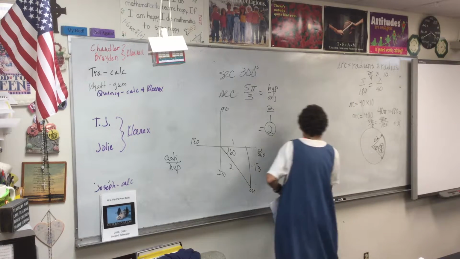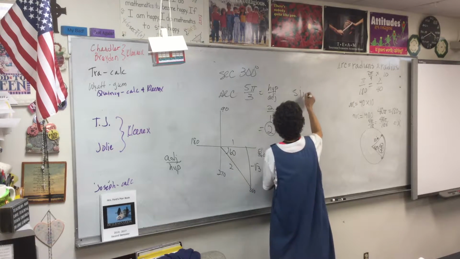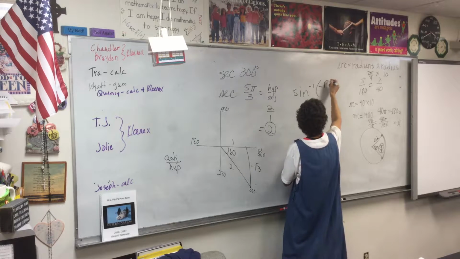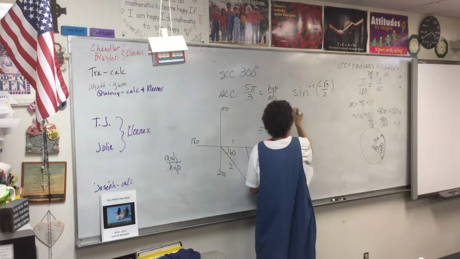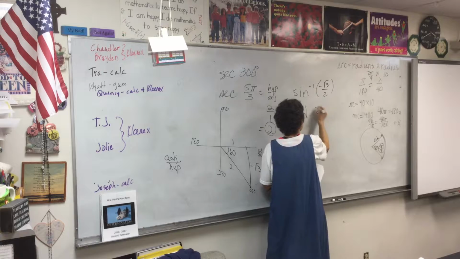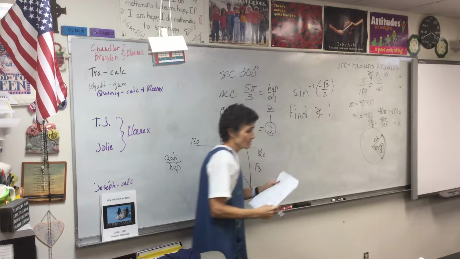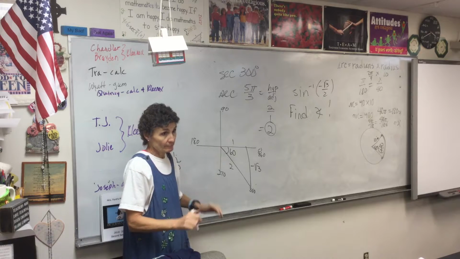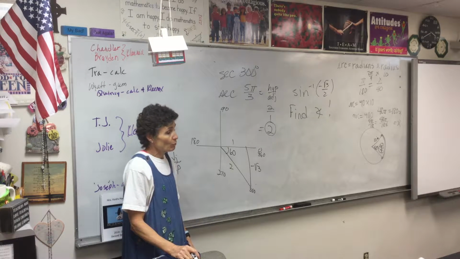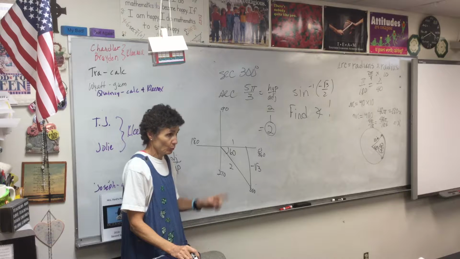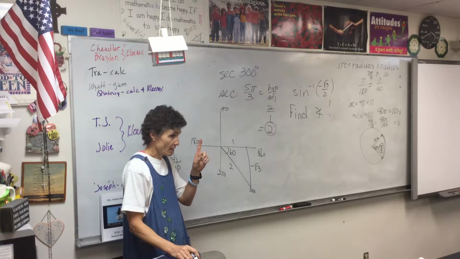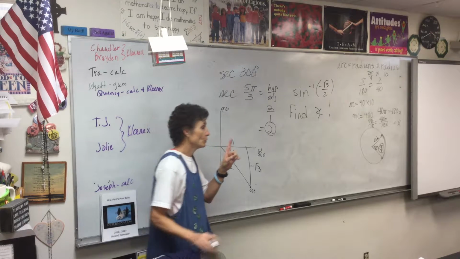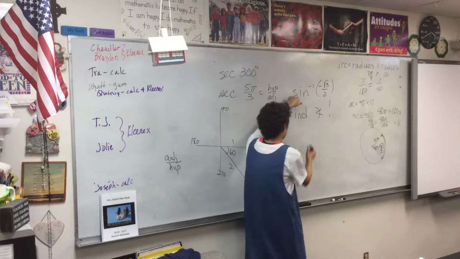This one says, find the angle whose sine is negative root 3 over 2. So I am finding an angle. First thing I need to do is draw it. Now where do I draw it? There are rules. Do you remember what the rules are? What are the rules for this notation? Inverse sine.